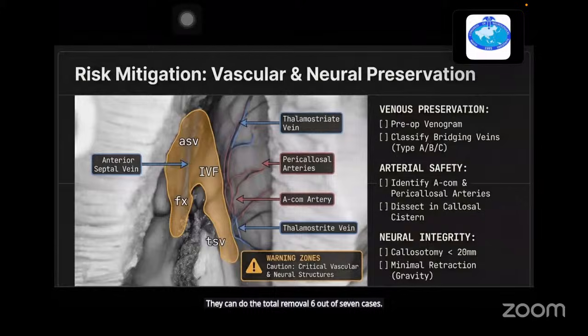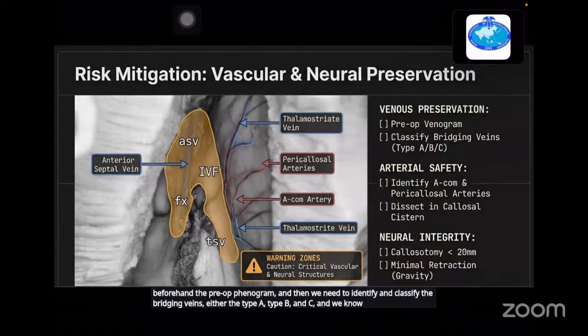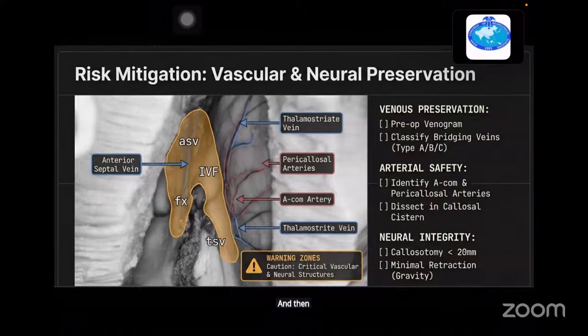How about the possible complications that might happen? Then we need to prepare beforehand the pre-op venogram, and then we need to identify and classify the bridging veins, either type A, type B, or C, and we know the strategy for each type. Then identify the ACOM and the pericallosal arteries, and then dissect in the callosal cistern. And the callosotomy, if possible, needs to be less than 2 centimeters, trying to do minimal retraction and trying to use gravity as our friend.